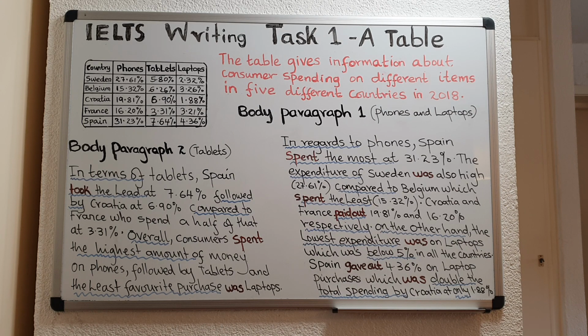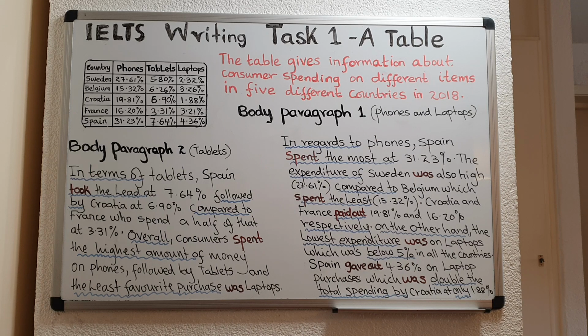Remember, when it comes to writing task 1, you're supposed to write 4 paragraphs. The first paragraph is supposed to be the introduction. The second paragraph is supposed to be the overview. After that, you're supposed to write 2 more paragraphs. That is body paragraph 1 and body paragraph 2.